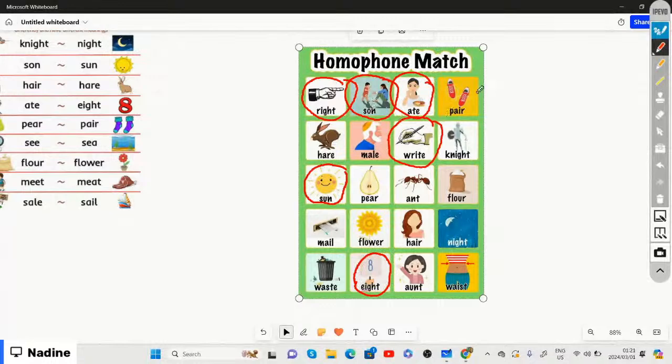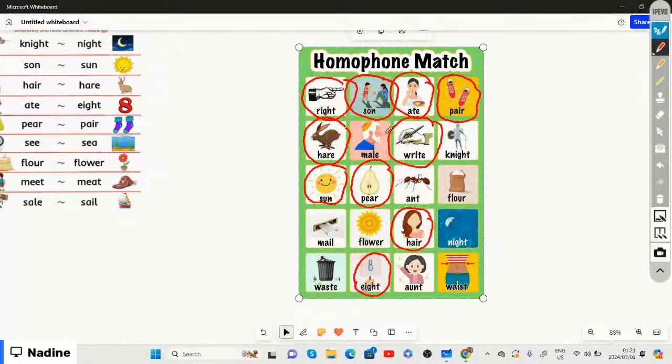Then we have pair. It's like a pair of shoes, pair of socks, right? Anything that is two, a pair shows two. And then over here, the homophone is pear, which is a fruit that you eat. Then we have hare, which is another word for a rabbit. And then we have hair on our heads. You can have long hair, short hair, straight hair, curly hair, right? Our hair types are different.